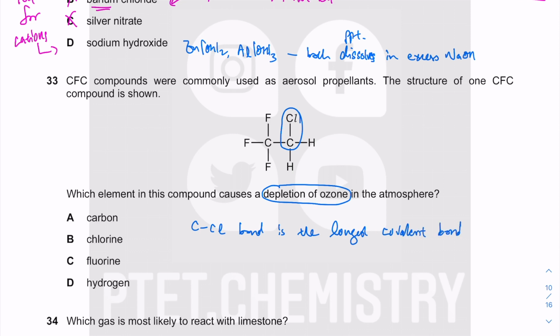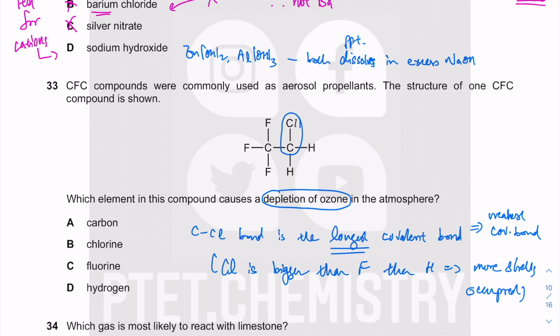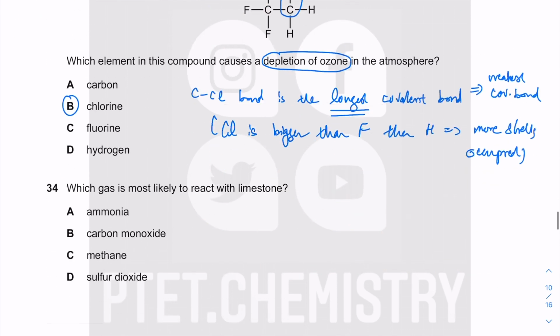It's the longest covalent bond because chlorine is bigger than fluorine and hydrogen, with more shells occupied. And if it is the longest covalent bond, then it's the weakest covalent bond. If it is the weakest covalent bond, it's going to be the one that you like to break the most, and you can get something called free radicals, something that will make more sense when you go to A-level chemistry.